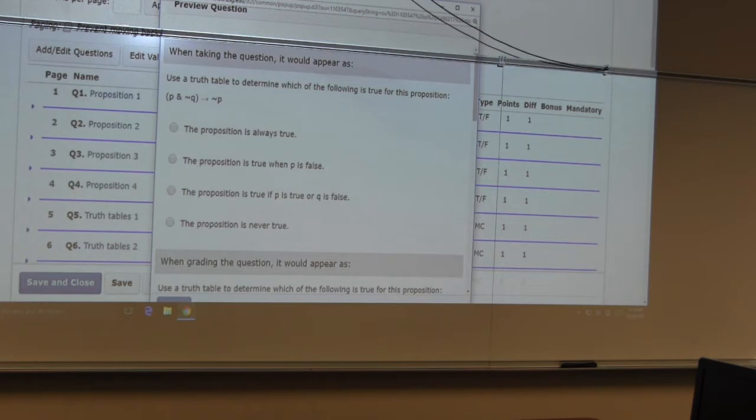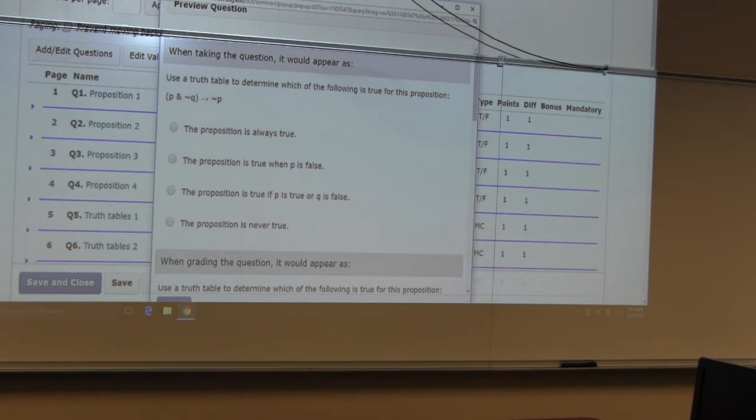No. No, because here's the proposition, right? Okay. And here's the case where it's false. The proposition is true when P is false. Well, let's see. When P is false, it's true, isn't it? You see that? Here's the two cases where P is false. The statement is true, isn't it?